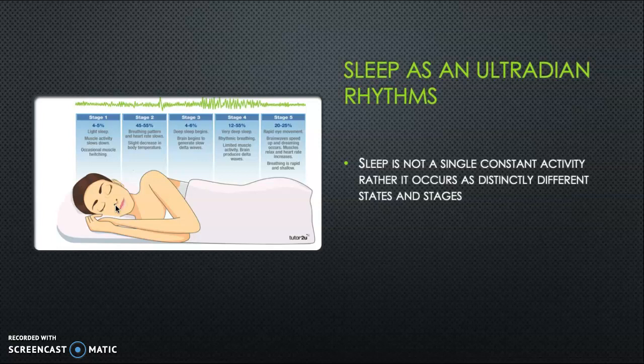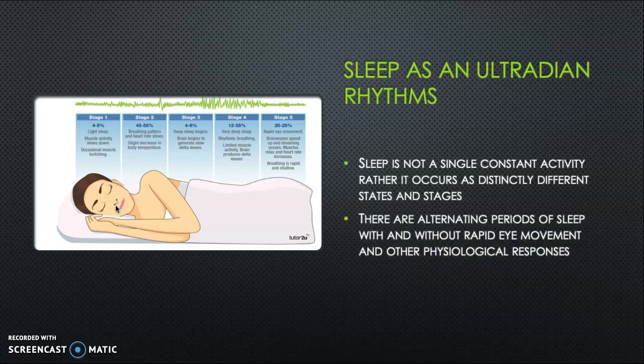And we don't call it stage 5, we call it REM sleep. But there are alternating periods of sleep with and without rapid eye movement, or REM sleep, and other physiological responses that change with each stage of sleep. And our average sleep cycle only lasts for about 90 minutes. So over a course of the night, if you're asleep for 8 hours, you've actually experienced several different sleep cycles. It's why sometimes you will wake up and feel quite awake, and other times you'll wake up because your alarm was set off and you are really drowsy.